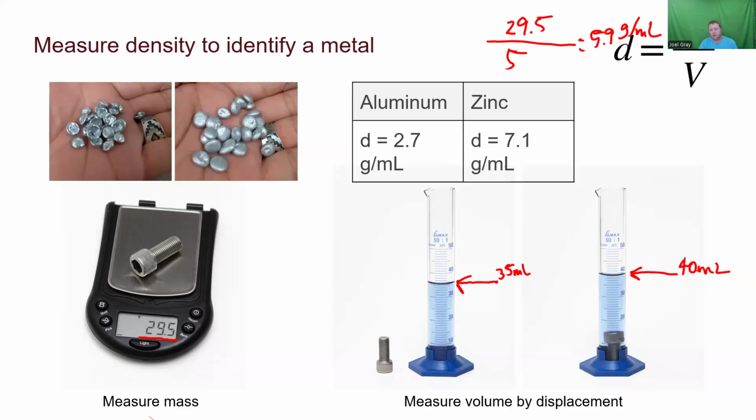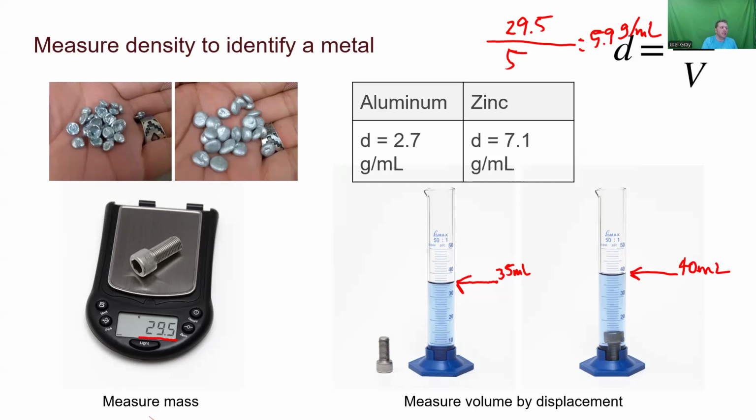So if you got this result and you were told that it is either 100% zinc or 100% aluminum, I would definitely want to try to measure this again. But which one is it closer to? It's closer to zinc, but at 5.9 grams per milliliter, I would say that it's not zinc or aluminum.